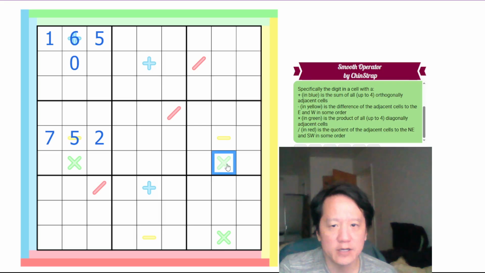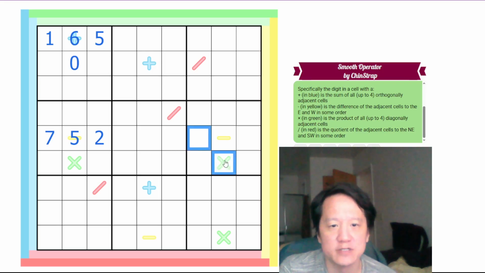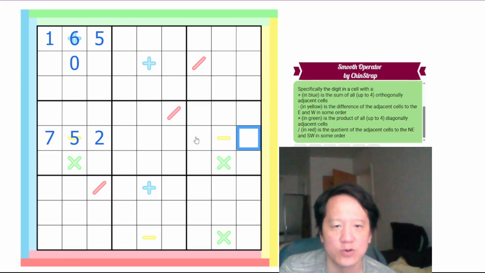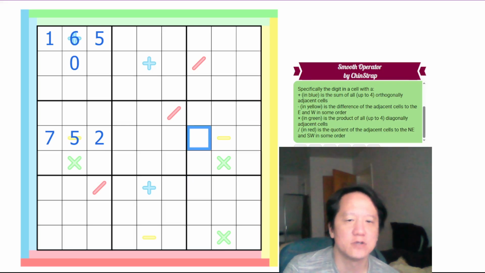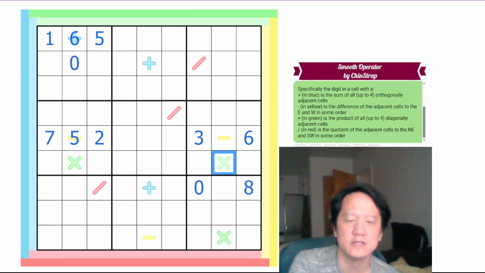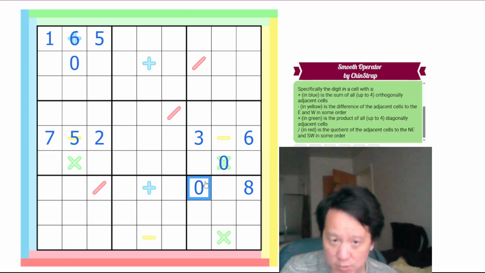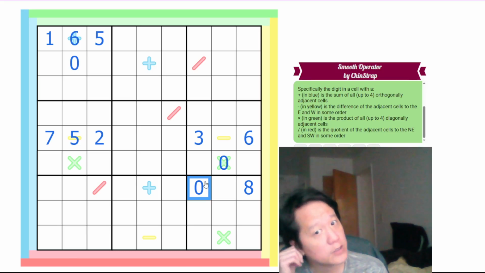Multiply in green is the product of all up to 4 diagonally adjacent cells, which means the cells that are here. So this would be the product of these 4 cells. So say this was 3, 6, 0, and 8. Then this would be equal to 0, because 3 times 6 times 8 times 0 is 0. So that's how multiply works in green.